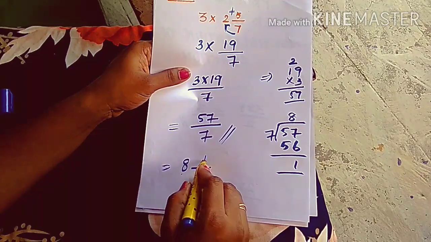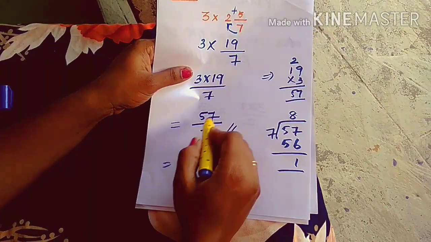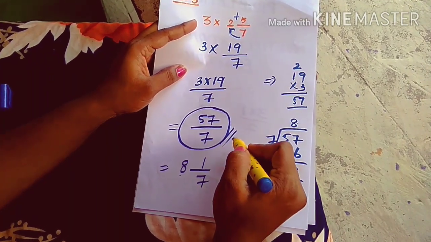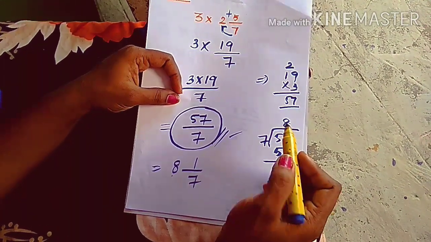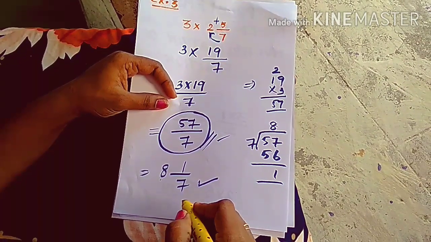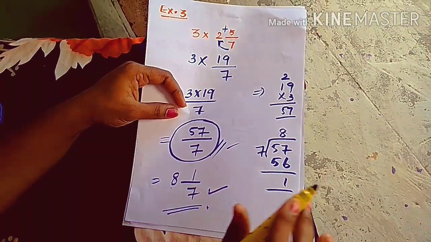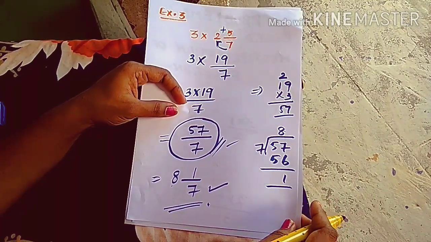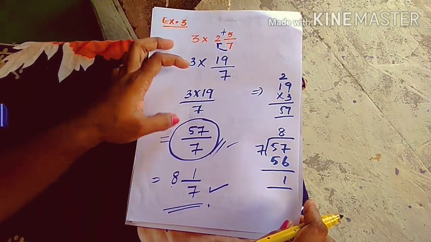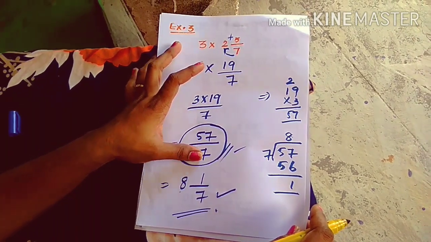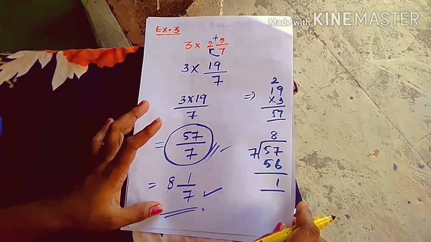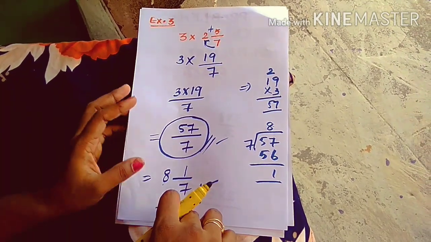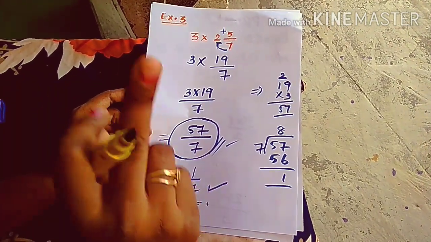8 1 by 7. So if they ask the answer in improper fraction, you can stop here. If they ask the answer in mixed fraction, you have to do this step also. You have to convert this improper fraction into mixed fraction and then solve the problem. Understood, children? It is very easy.